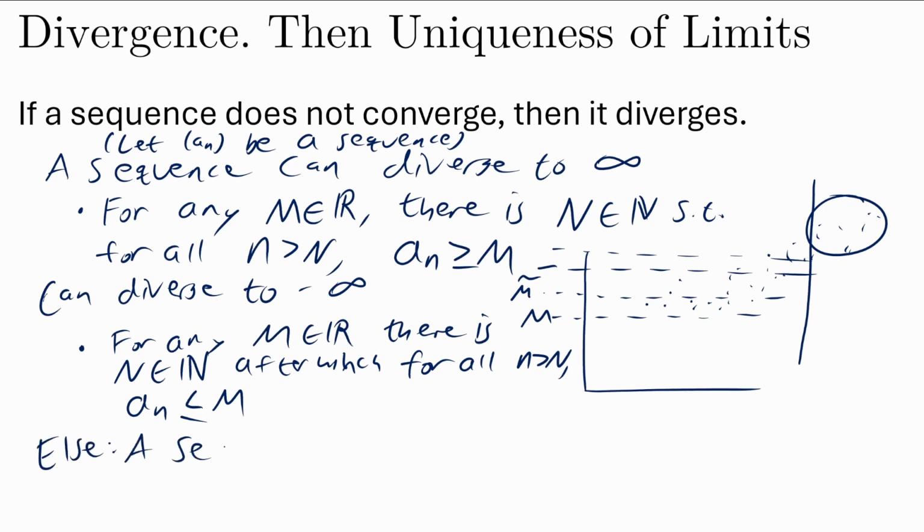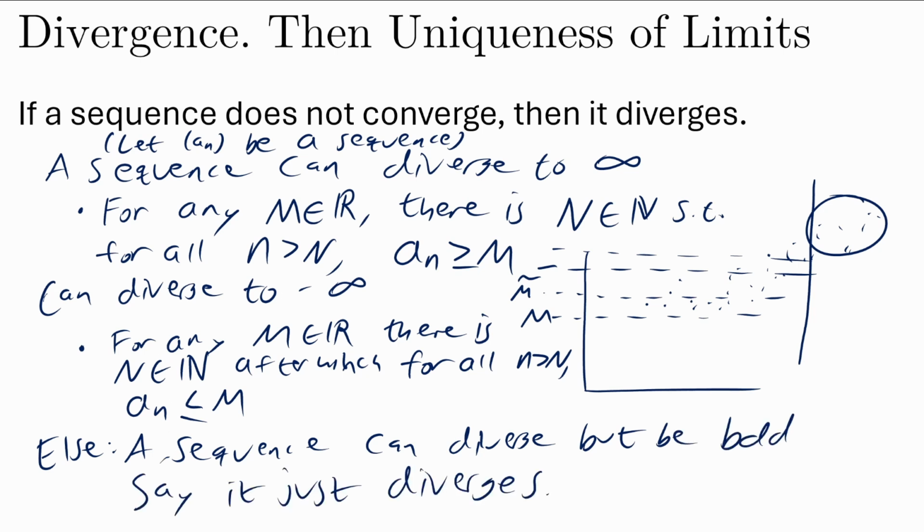A sequence can diverge but be bounded. In this case, we just say it diverges. So a sequence can diverge to infinity, to negative infinity, or to neither. Any of the three can happen, and all three do happen.